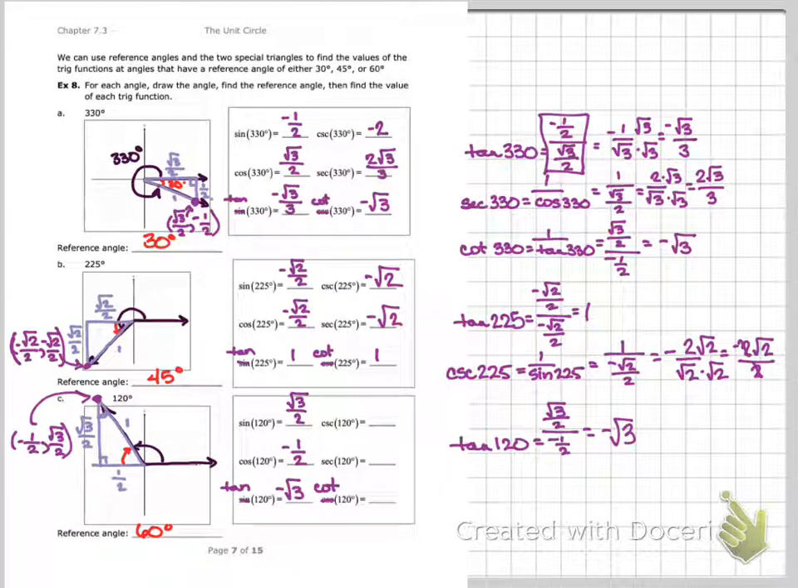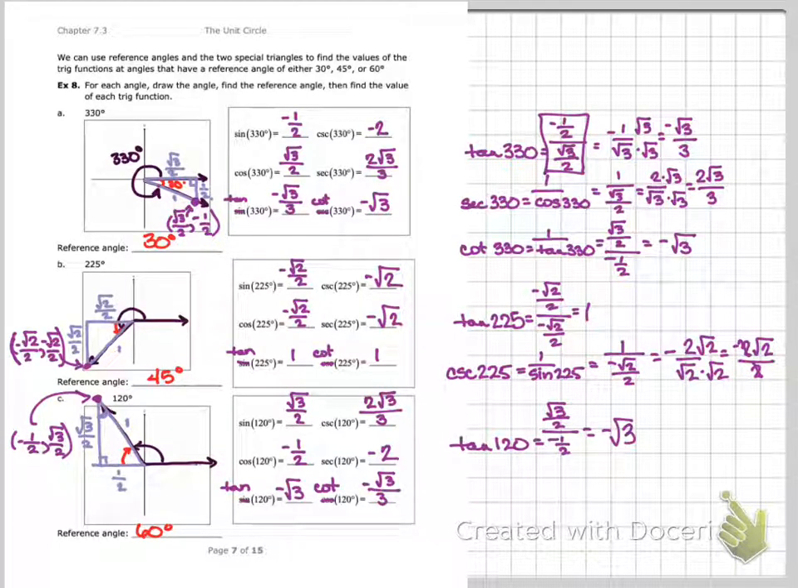So cosecant, 1 over sine. We've done this before. If we take the reciprocal of square root of 3 over 2, we get 2 over the square root of 3. Knowing that we don't like that radical in the denominator, we rationalize and we get 2 root 3 all over 3. The reciprocal, so we're at secant, reciprocal of negative 1/2 is negative 2. And the reciprocal of tangent, 1 over negative square root of 3. We rationalize that denominator, we get negative square root of 3 over 3.